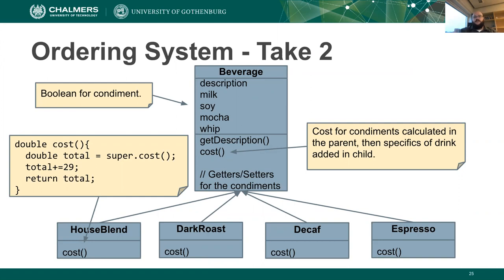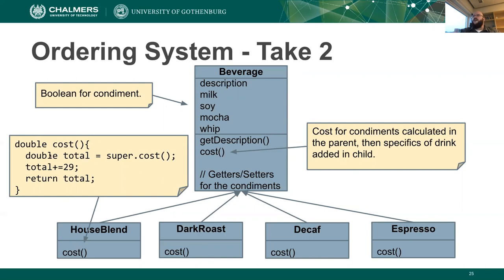A far more reasonable response is to use instance variables and inheritance to keep track of our condiments. So take two, here's what we've got. We've got Boolean values for each of the condiments, right? For milk, soy, mocha, and whipped cream. Instead of leaving the cost abstract in the parent, we're going to go ahead and calculate the cost of all the condiments in the parent. The children are going to inherit and extend the parent method and add the specifics for the child class.